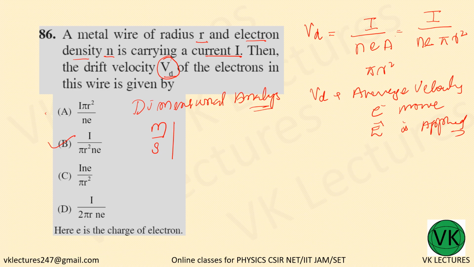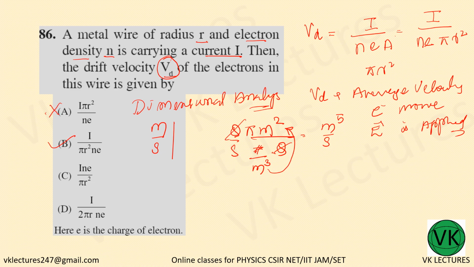So let us take the first option, which has I. I means charge per second. Pi you can write as it is, no need to convert. r square is meter squared, divided by n, which is number per meter cube, into charge cube. This is not equal to meter per second. Charge and charge get cancelled, but this meter cube will go to the numerator and become meter power 5. So you cross out option A.